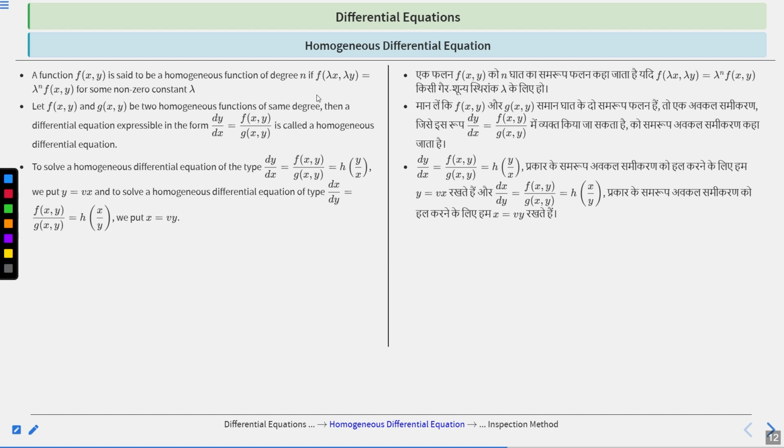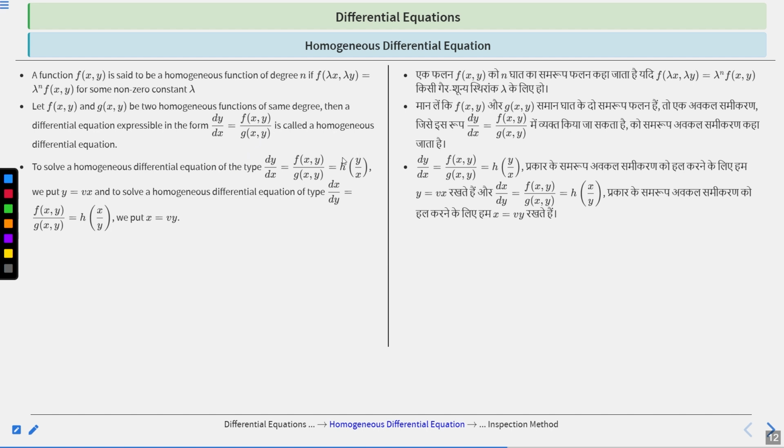For some non-zero lambda. So let f(x,y) and g(x,y) be two homogeneous functions of the same degree. Then differential equations expressible in the form dy by dx is equal to f of x,y upon g of x,y are called homogeneous differential equations.